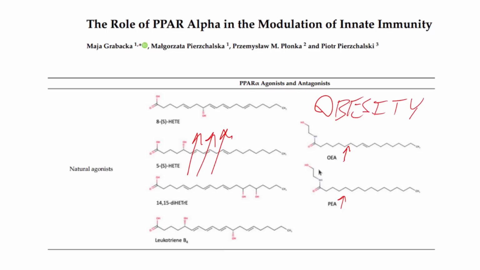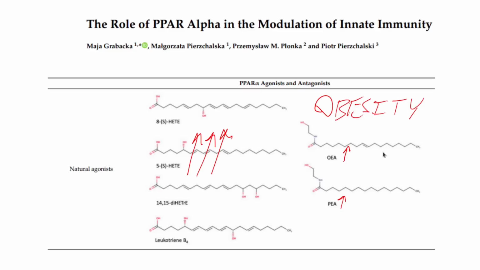And so this is from a different paper, and I just like this photo because it shows the sort of natural agonists, and that means activators of PPAR-alpha, is what it's talking about. And you see that OEA and PEA are on the list, but SEA is actually not. As far as we know, SEA does not activate PPAR-alpha, and so that makes it a little different.